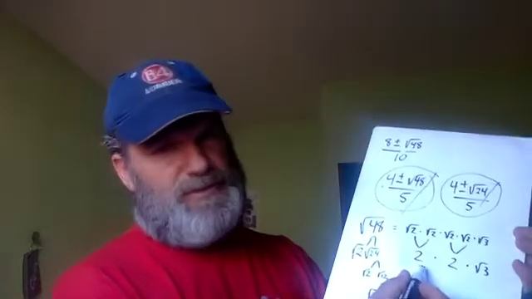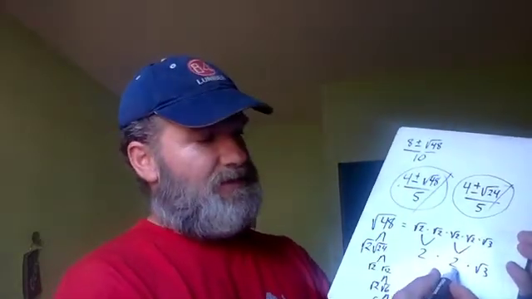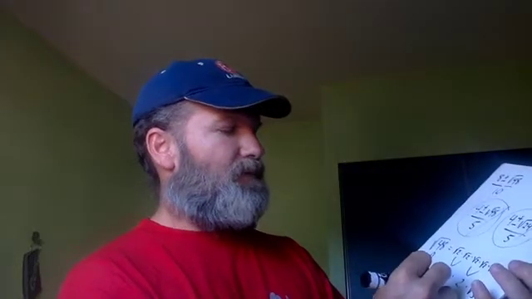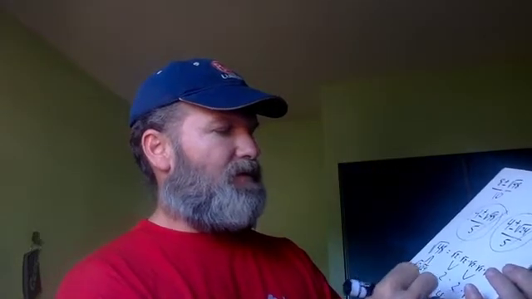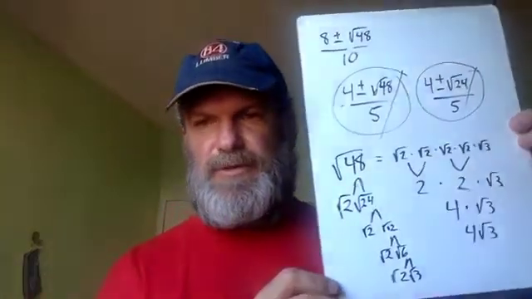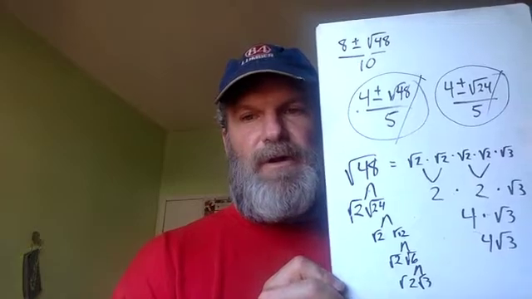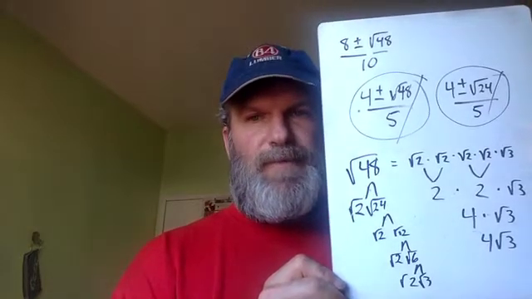So now we have the whole number 2 times the whole number 2 times the square root of 3. And 2 times 2 is 4. So we have 4 times the square root of 3, which we just write 4 square root 3. We don't write the multiplication symbol in between them. So the square root of 48 breaks down into 4 square root 3.